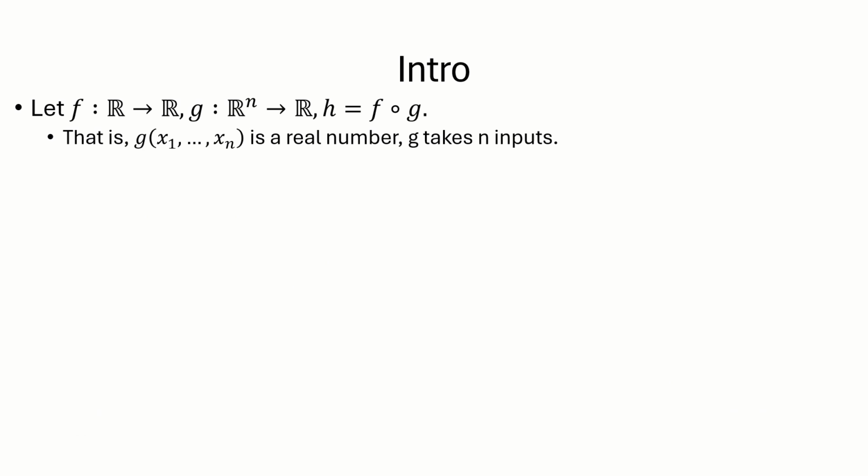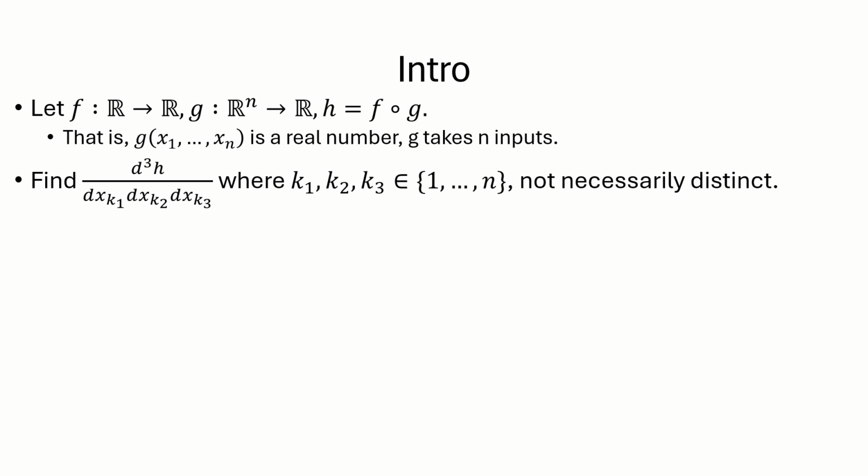Also, note that in this video, we're going to assume that we can exchange the order of differentiation when differentiating with respect to different variables. Let's differentiate the function composition with respect to x sub k1, x sub k2, and x sub k3, where k1 through k3 are taken from the integers 1 through n, and k1 through k3 are not necessarily distinct. What this represents is the general case of differentiating with respect to three variables, where we allow for repeat variables.